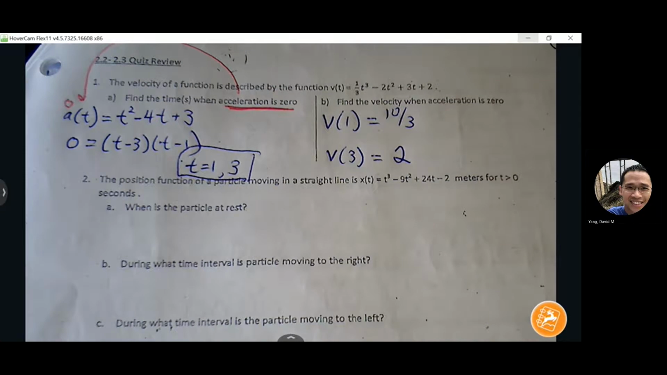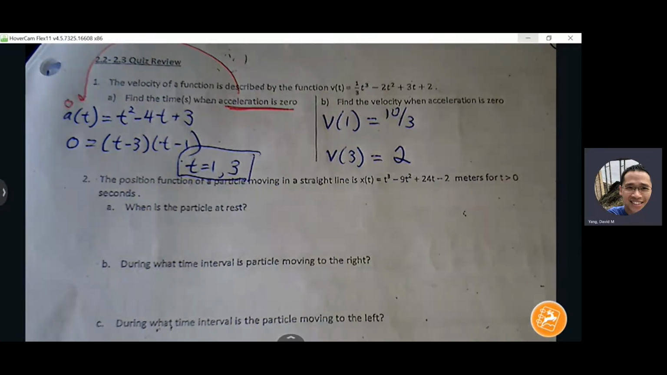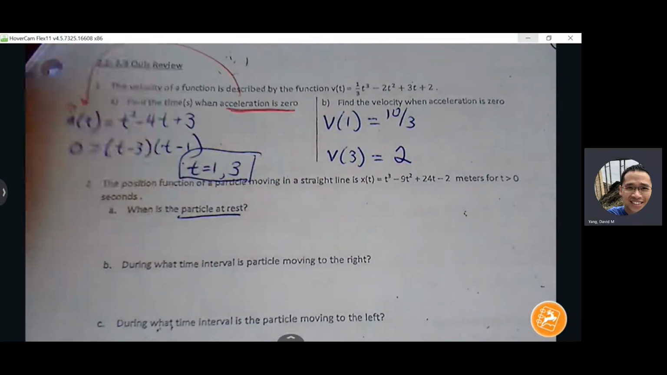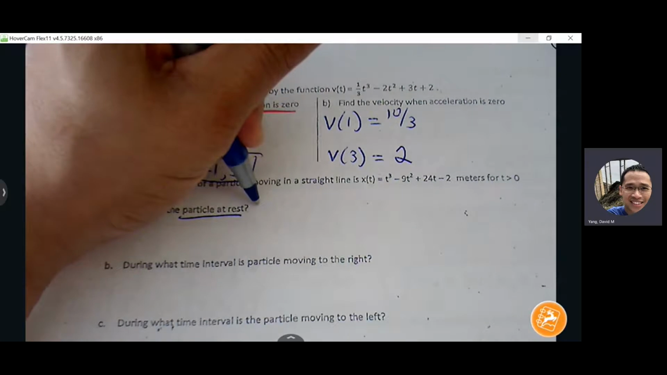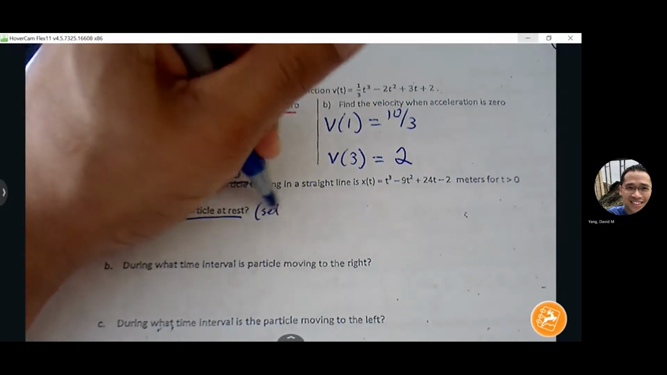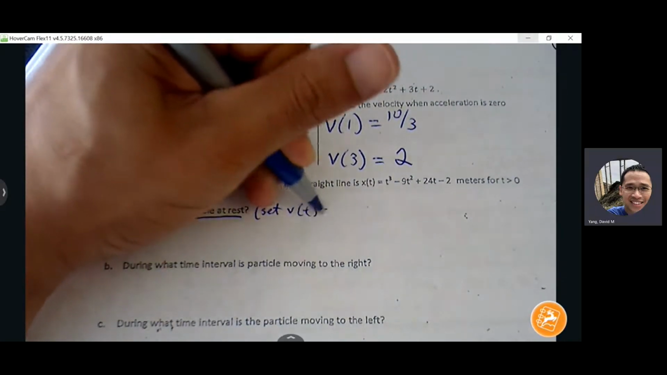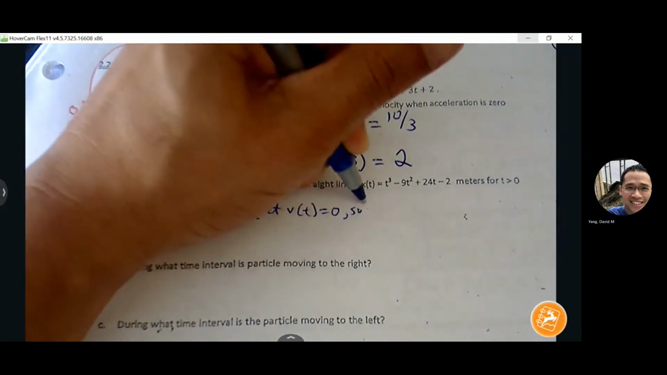Number 2, the position function of the particle in a straight line is x of t. So separate problem here. For t greater than 0 seconds, when is the particle at rest? So how do we interpret that? What does that mean? Yeah, so that means I'm going to set v of t equal to zero and then solve for t.